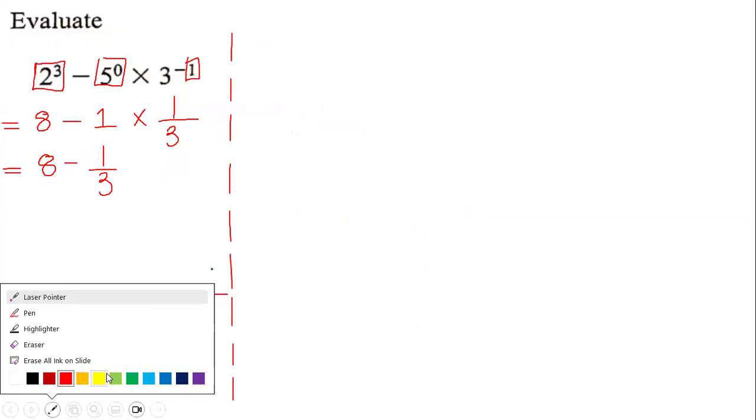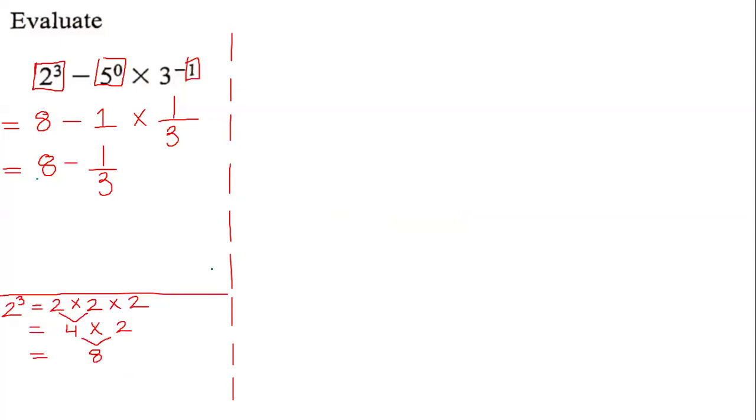Wait. So we put 8 over 1. The denominators are different, so we have to find the lowest common multiple between 1 and 3. What's the lowest common multiple of 1 and 3? That's going to be 3. So that means we have to do 3 times what?